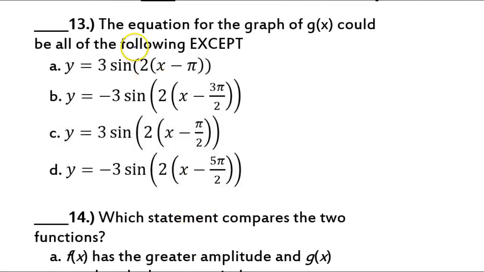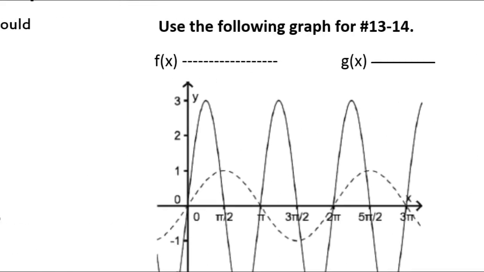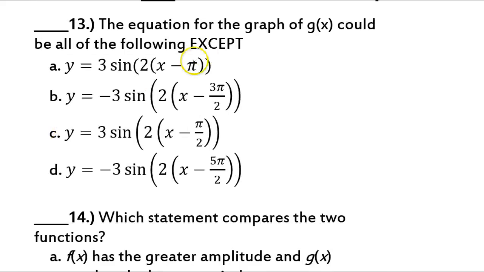So for example, number 13: the equation for the graph of g of x could be all of the following except which one? So for g of x, we are only looking at the solid graph for this question. The main thing that's different between these is the phase shift. Some of these have a positive a value, and some have a negative a value. But let's focus on the phase shift first. All of these are a phase shift to the right.